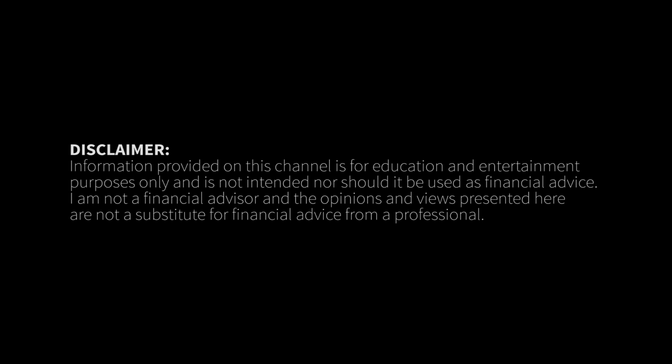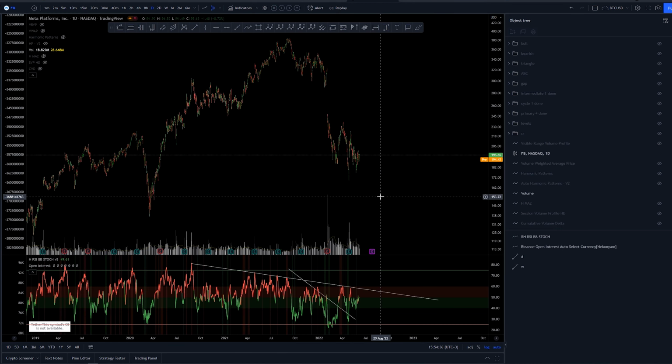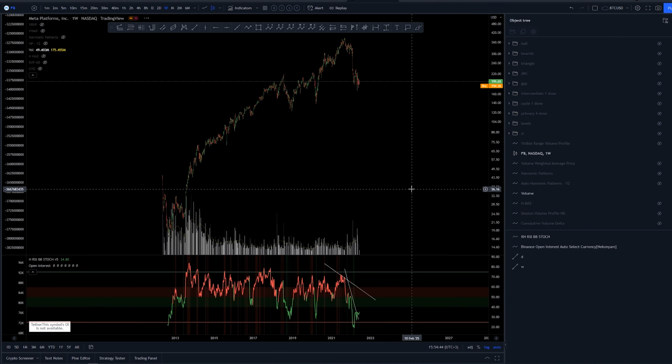Hey, Tej here. Today we're taking a look at technical analysis for Meta Platforms, ticker FB. I'll cover wave analysis with Elliott Wave Theory and provide targets and invalidation levels for the present count. Let's get started. On a higher time frame, let's take a look at the RSI first.